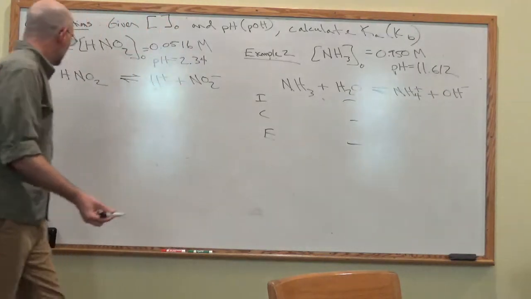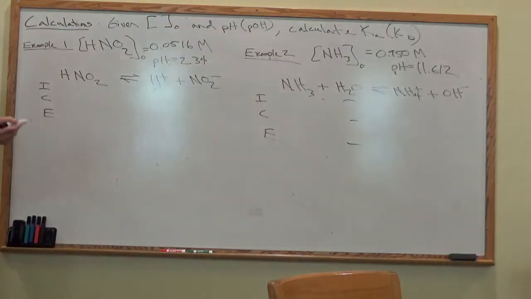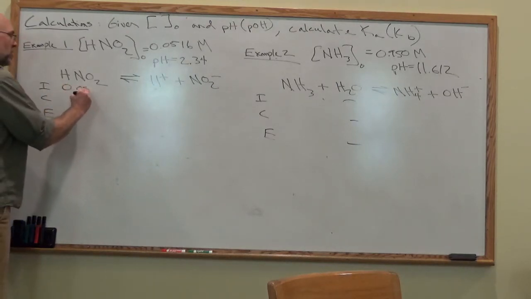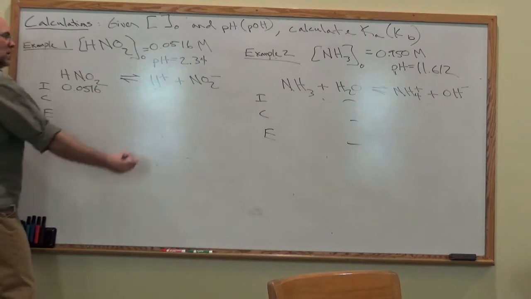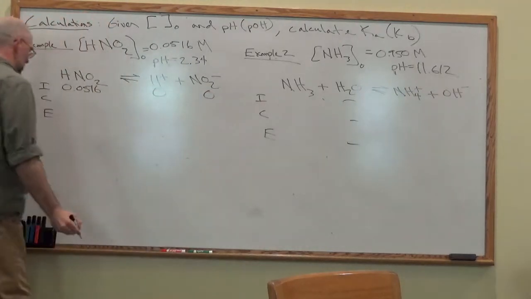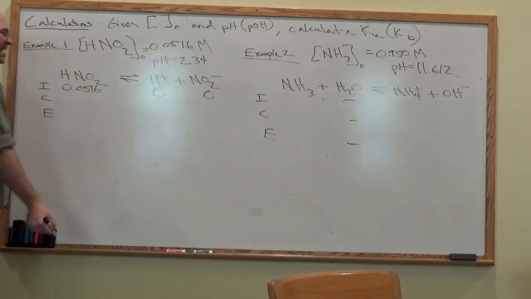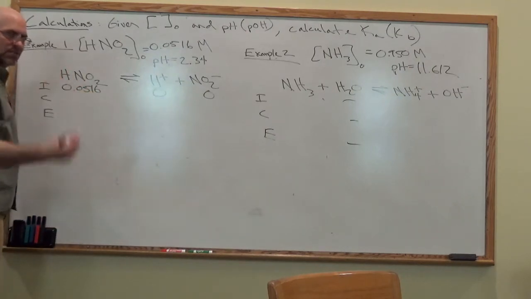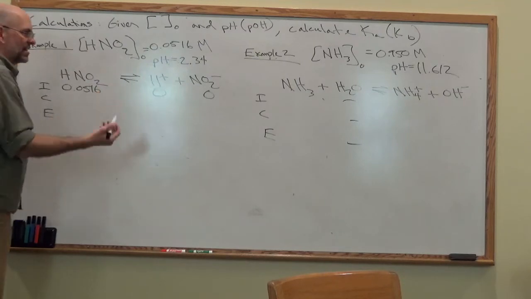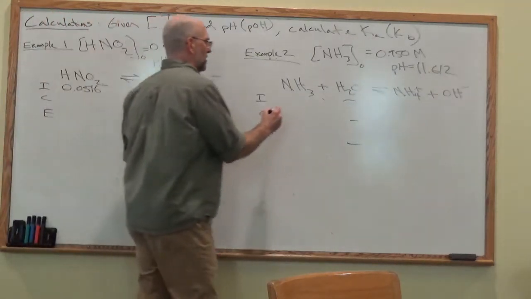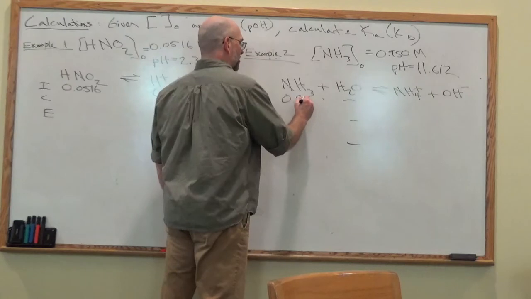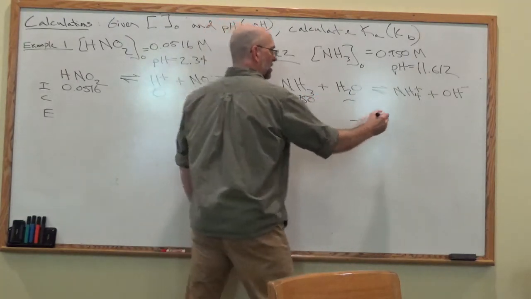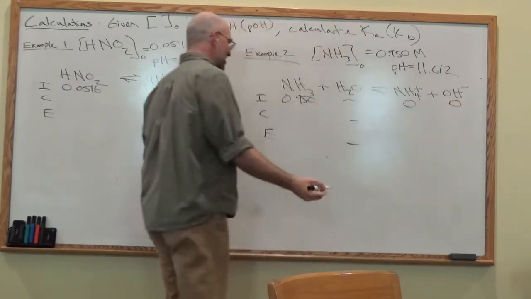All right, well, this is how you do it. It's almost a reverse ICE table. You know that the initial concentration starts out at 0.0516, 0, 0. Well, X's aren't going to do anything for us. We can't have X's and solve for an X that we don't know, Ka or Kb. That doesn't help us. So the initial concentration here, 0.950, 0, 0. It's the same math, by the way.